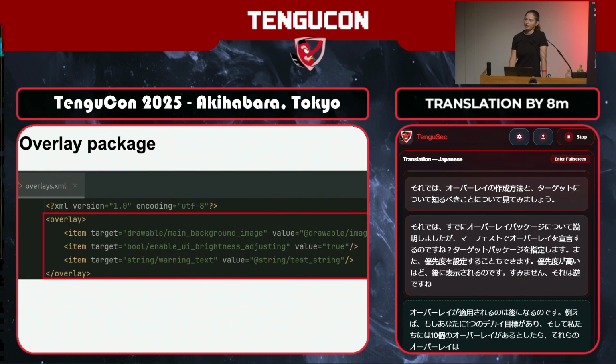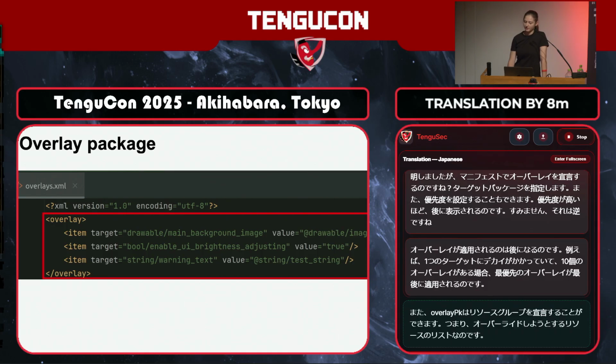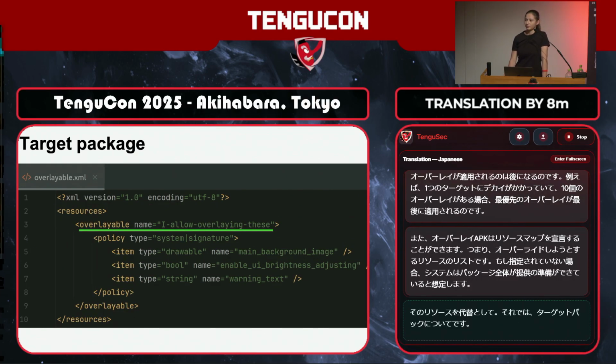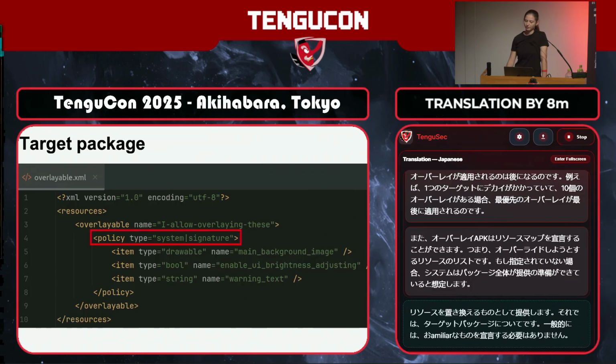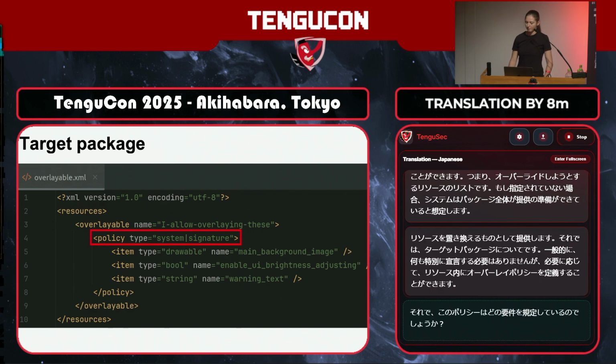Also, an overlay APK can declare a resource map. It's the list of resources that it intends to override. If it's not specified, the system assumes that the whole package is ready to provide its resources as a replacement. So now about the target package. In general, it doesn't need to declare anything special, but if you want to, you can define an overlayable policy in resources. This policy specifies which requirements an overlay package must meet.